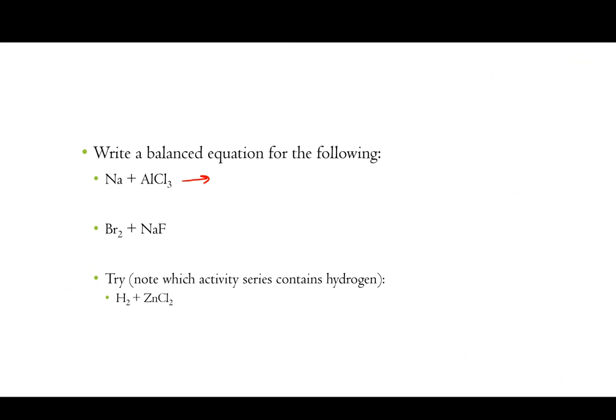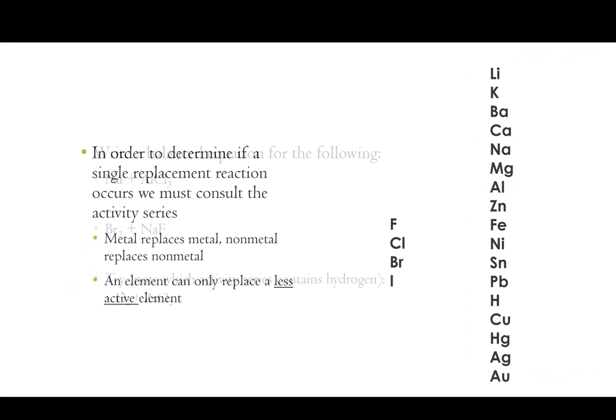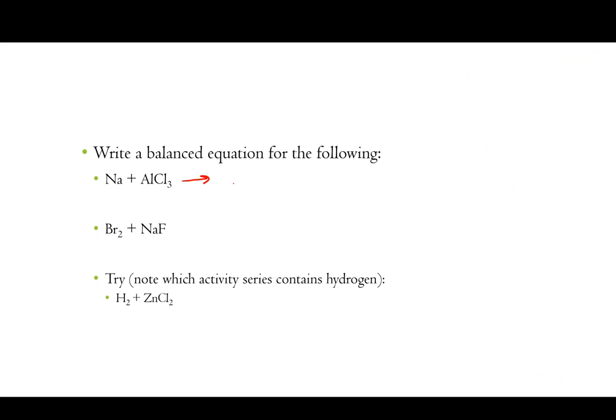So sodium plus aluminum chloride. First thing we have to do is consult our activity series. So here's sodium, here's aluminum. Metal replaces metal, so sodium's going to try to replace the aluminum. So it's going that way, it's going down, so it can. So the sodium will replace the aluminum, and the aluminum will be by itself, and the sodium will bond with the chlorine. And then to balance, it would be like that.